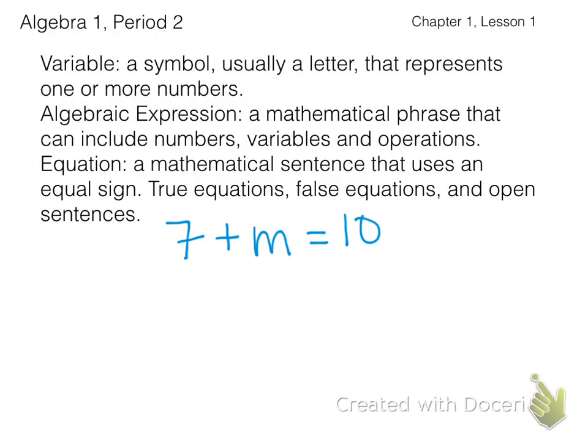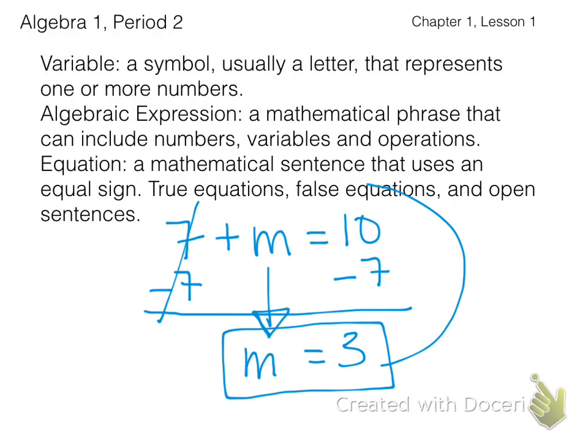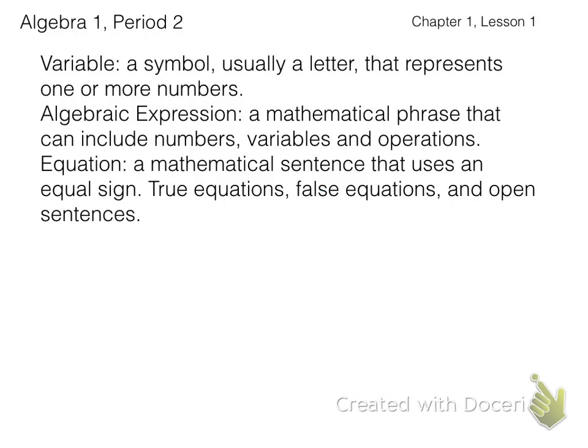So if I'm adding 7 to M here, I can subtract 7, but what I do to one side, I have to do to the other. 7 minus 7 is 0, leaving M by itself on this side of the equal sign, and 10 minus 7 is 3. Well, there we go. Mathematically, we just proved that M has to be 3. Okay. Alright, guess what? I believe there are 2 more pages left, so let's go ahead and work on them.